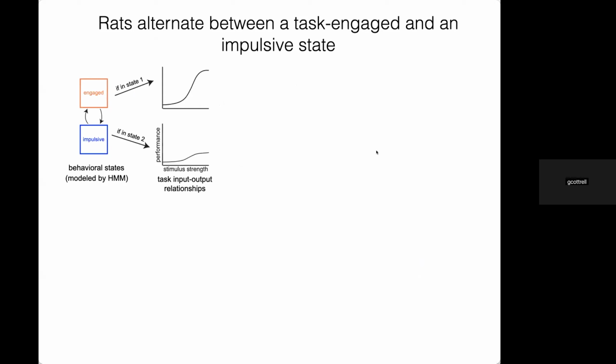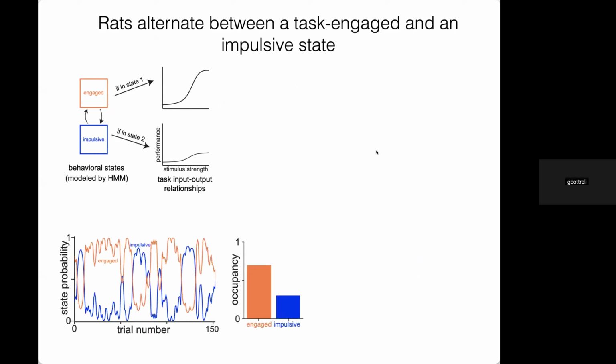Okay, so we find that in our task, these rats alternate between two states that we call engaged and impulsive, for reasons you'll see in a moment. That's a plot of the posterior state probability. And you see that they're in an engaged state, and then they switch, and then they're in an impulsive state. In this session, they're more engaged than impulsive. That's always true.